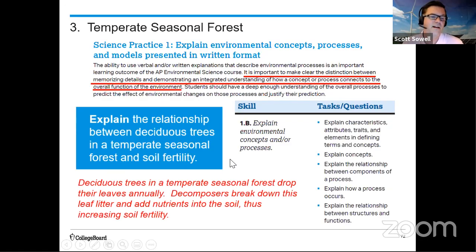So in terms of the answer here, I wrote, deciduous trees in a temperate seasonal forest drop their leaves annually. Decomposers break down this leaf litter and add nutrients into the soil, thus increasing soil fertility. That's what I would have written.